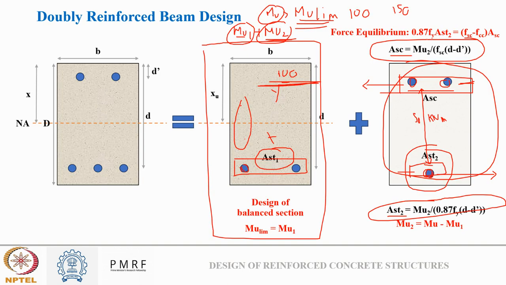And these formulas I am not repeating because you know all the formulas that were discussed in the lecture also. So AST2 is nothing but Mu2 upon 0.87 Fy (d minus d dash). So the lever arm will become d minus d dash. So AST2 can easily be calculated, and ASC similarly: FSC times (d minus d dash) into ASC will be equal to Mu2. This is just equating force into lever arm equal to moment.